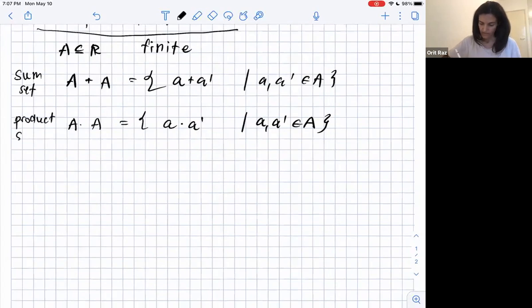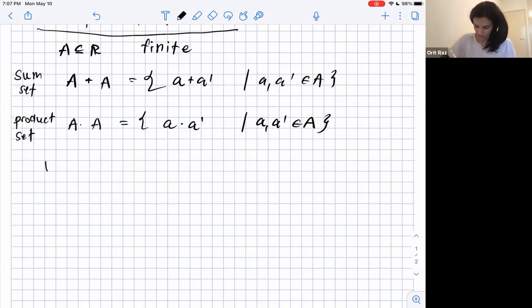So A is finite. If it is of size n, we consider here n squared pairs. So in general, if A were random, then we would expect the sum set to be of size n squared. And similarly for the product set, we have n squared pairs of which we take the product. So if A is general, we would expect n squared distinct results here. But if we choose A in a special way, we can make sure that there are many repetitions, and then the sum set can be much smaller.